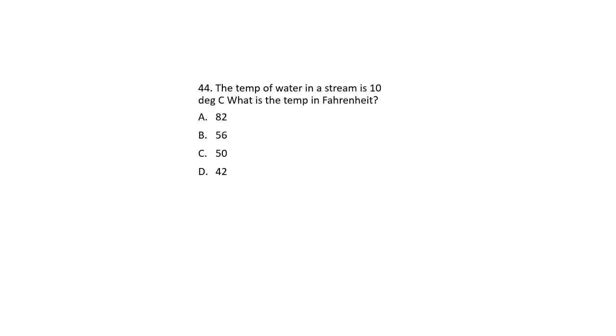The temperature of water in a stream is 10 degrees Celsius. What is the temperature in Fahrenheit? 82 degrees Fahrenheit, 56 degrees Fahrenheit, 50 degrees Fahrenheit, or 42 degrees Fahrenheit? To convert to degrees Fahrenheit, it's Celsius times 1.8 plus 32. That gives the answer 50.